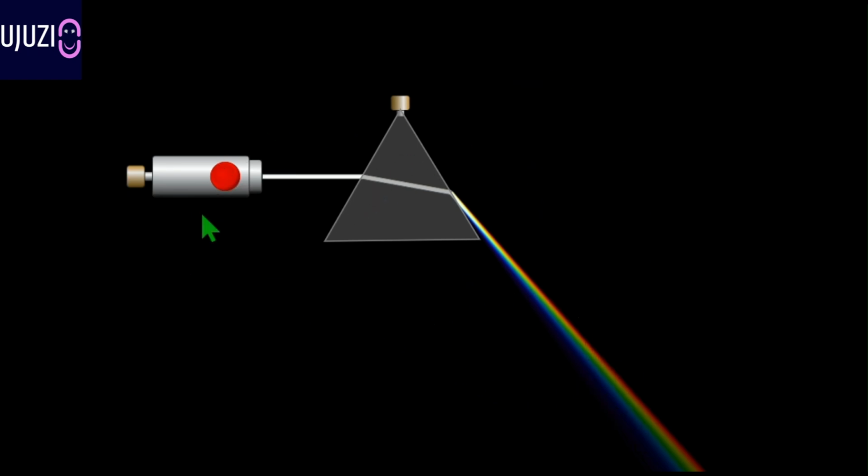So yeah, that is important for us to understand as far as polychromatic light and monochromatic light, and many wavelengths and a single wavelength of light.